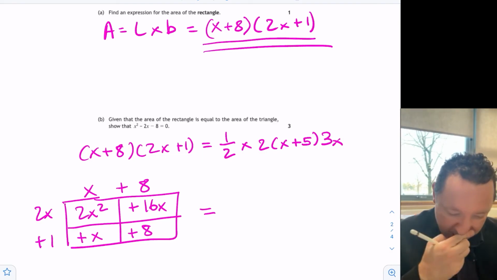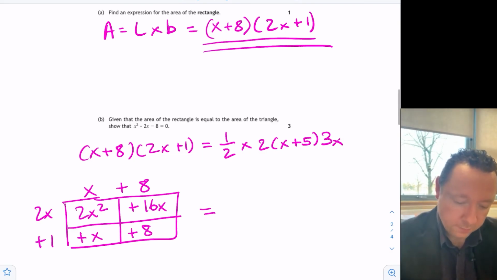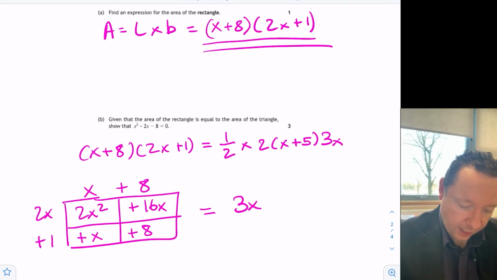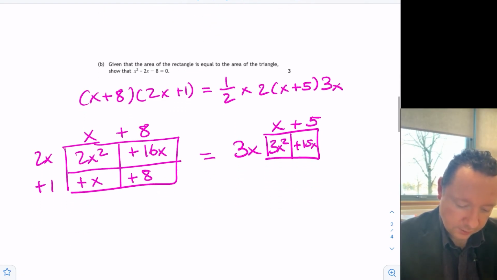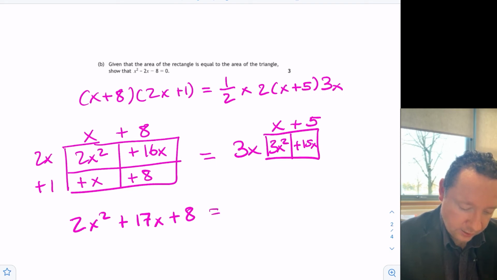And that equals a half times 2 is 1, so that's 3x times 1 times x plus 5. Essentially it's a half times 2 is 1, so just this to expand. That gives me 3x squared plus 15x. Tidying up the left-hand side, we get 2x squared plus 17x plus 8, and that equals the right-hand side of 3x squared plus 15x.